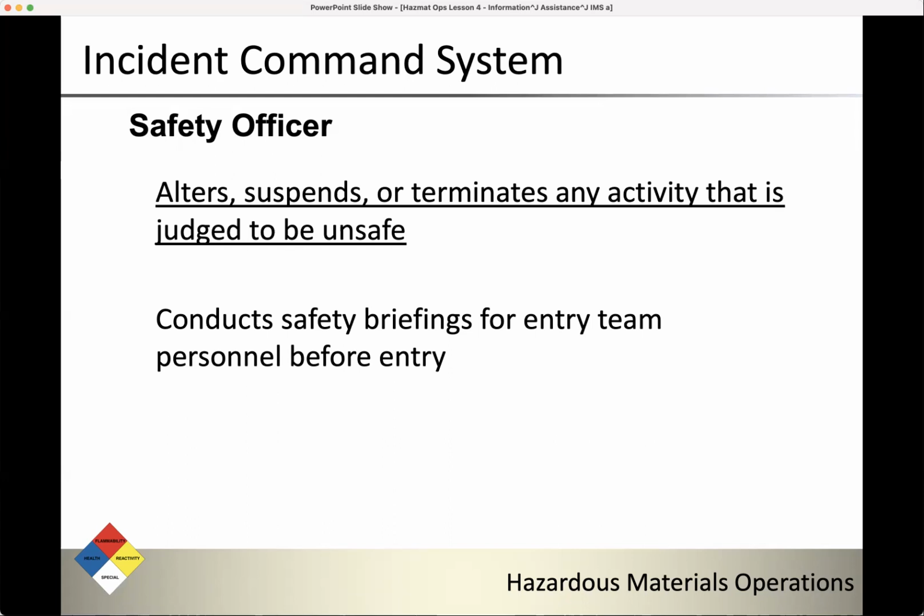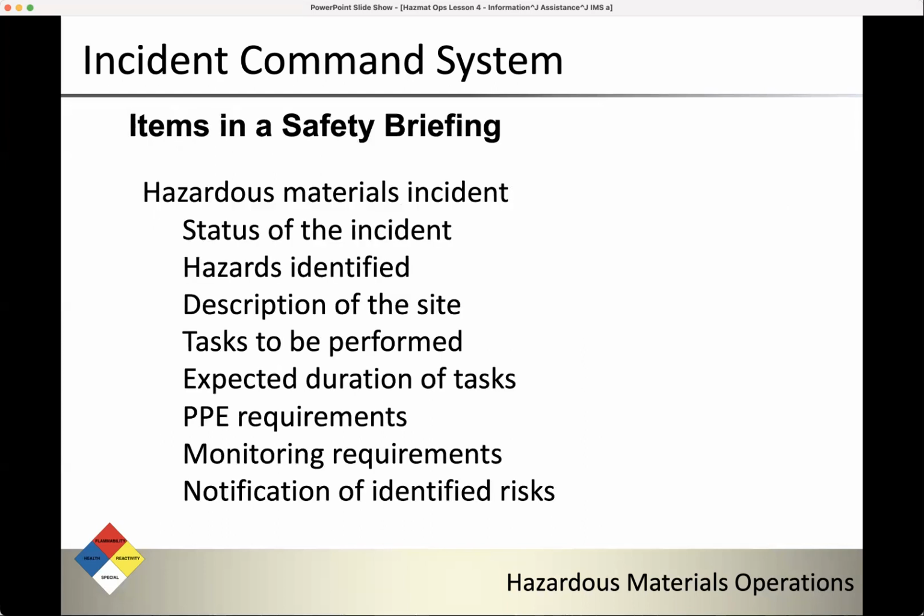They also conduct the safety briefings for entry team personnel before entry. So they'll provide them information on what the materials are, what the hazards of the materials are, signs and symptoms, the routes of exposure, things like that. They will make sure they know where the decon point is, so they know where to go get deconned when they're done doing their job. There we go. Description of the site, tasks to be performed, duration of the task, what PPE you're going to wear, what monitoring you're going to use. We talked about the risks.